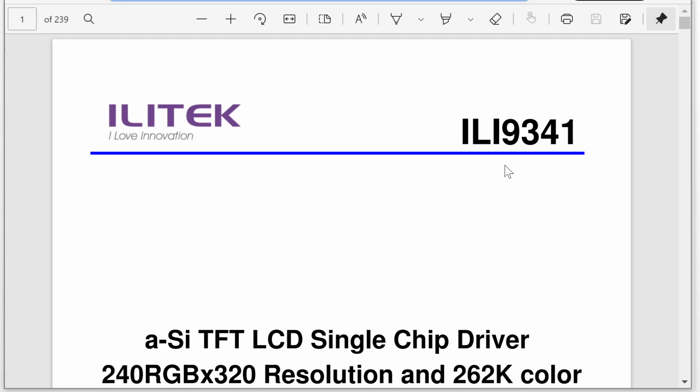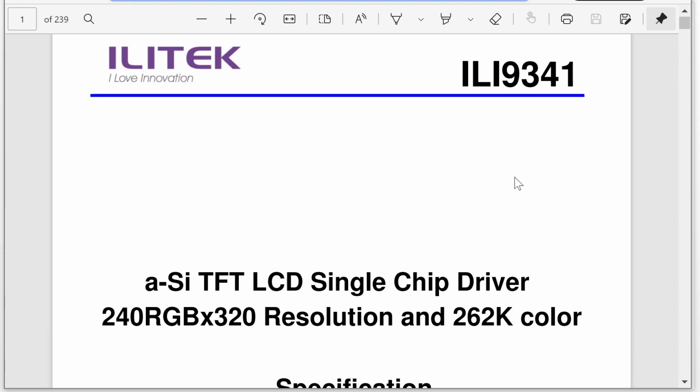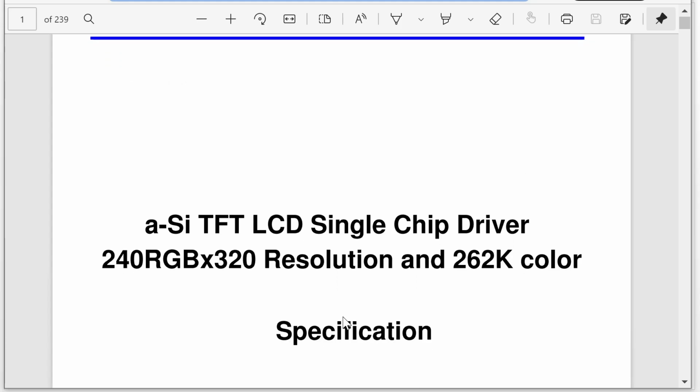ILI9341, okay? This driver IC has a resolution of 240x320, and the color is 262K color. The specification is over 200 pages. So what's the most important part for our LCD module? Let's take a look.